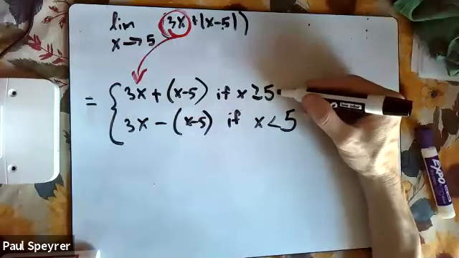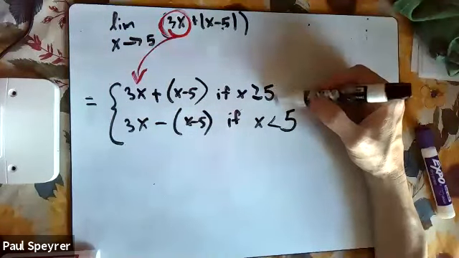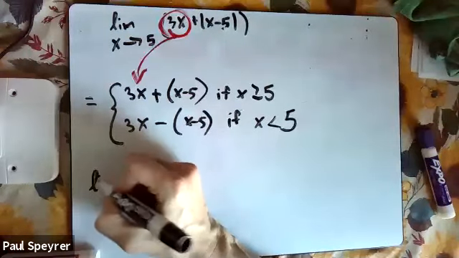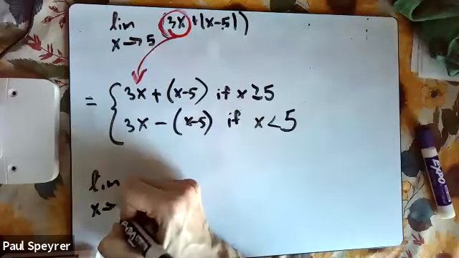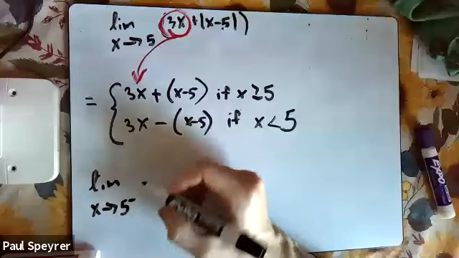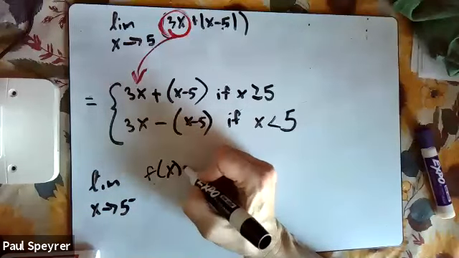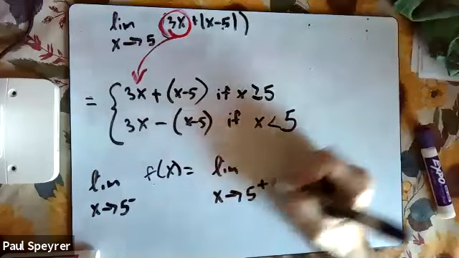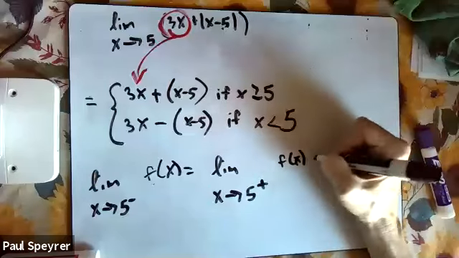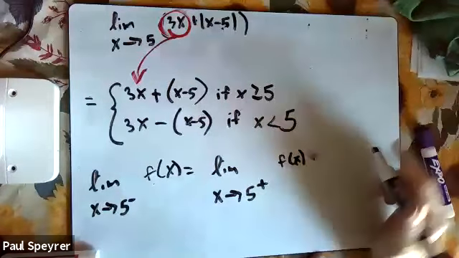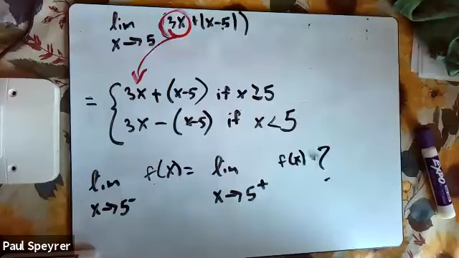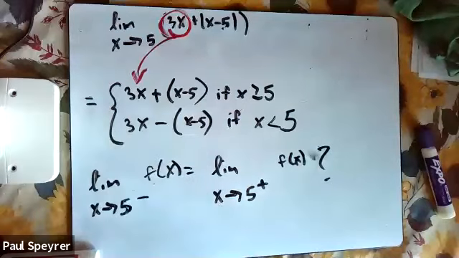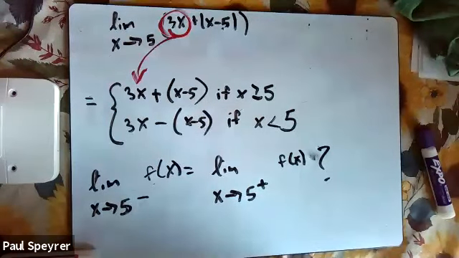So remember, this is 5. This top one would be us approaching 5 from the right. This bottom one would be us approaching 5 from the left. So what we're asking is, does the limit as x approaches 5 from the left of f of x equal the limit as x approaches 5 from the right of f of x? And that's the question mark right there, right? It's either going to be a true statement or a false statement.